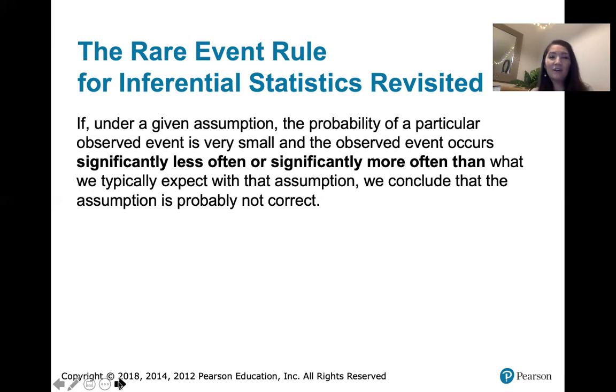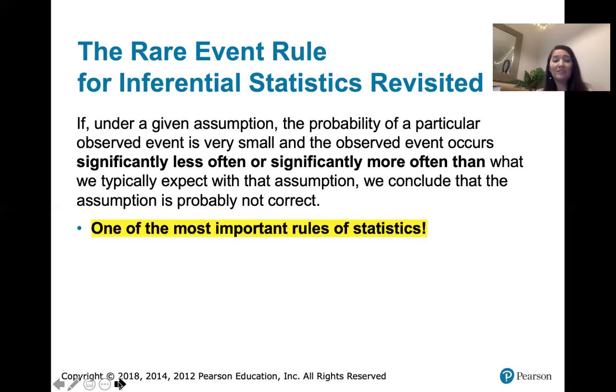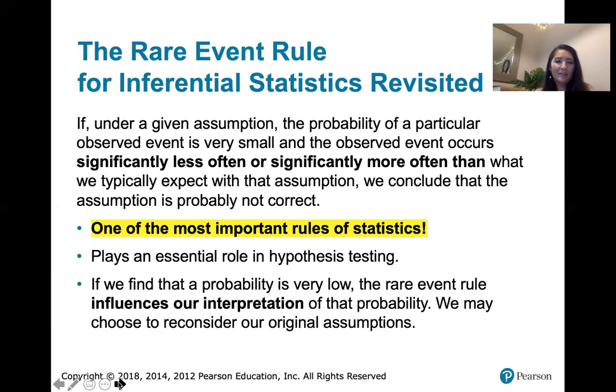So if something has a very low probability, then if it's happening much more often or much less often than we would expect, we might say, maybe that assumption is wrong. This is one of the most important rules of statistics. It plays an essential role in hypothesis testing, which we're going to talk about more in chapters 8 and 9. And this is going to influence how we interpret the probabilities that we come up with using the central limit theorem. So we'll find that if a probability happens to be very low, that rare event rule is going to influence our interpretation of the probability.